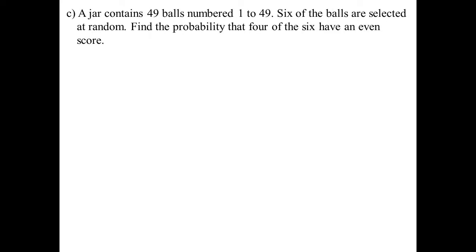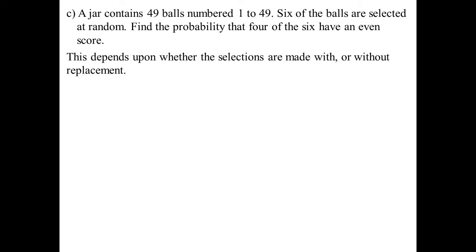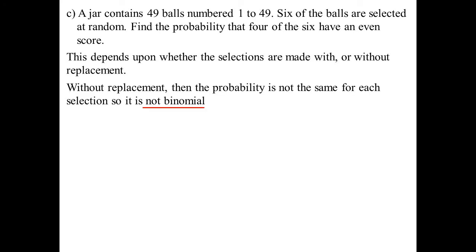A jar's got 49 balls in it. 6 of the balls are selected at random. Probability that 4 of the 6 have an even number. This is interesting because actually it might be and it might not be. It all depends. Are you replacing the ball each time or are you not replacing the ball each time? If you're not replacing, then it's not binomial. Remember, the probability has to be the same every single time. So if you don't replace it, it can't be a binomial distribution.